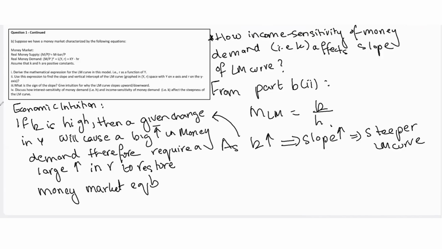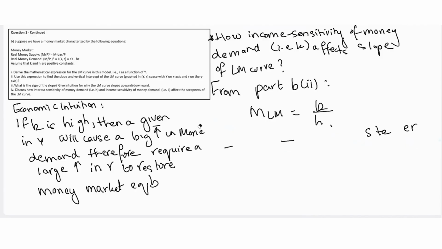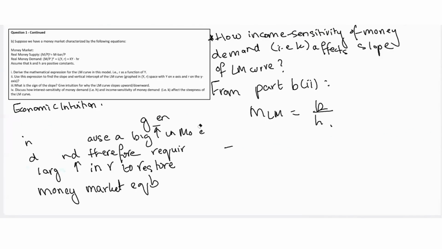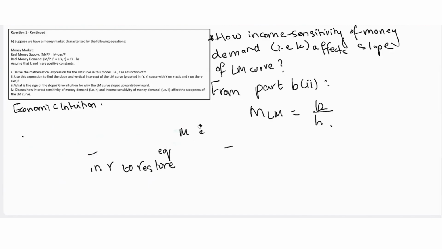Now let's look at how interest sensitivity of money demand affects the LM curve. So instead of income, we want to look at interest sensitivity now. So how does interest sensitivity of money demand, i.e. h, which is the coefficient of R in our money demand function, affect the slope of the LM curve?